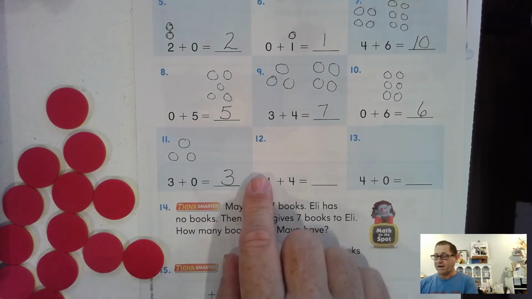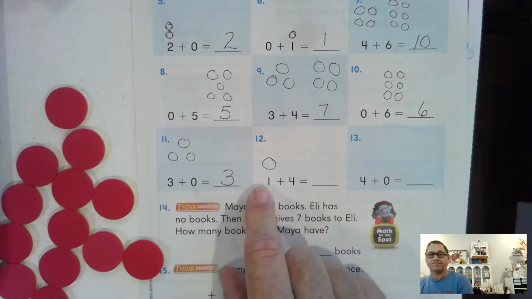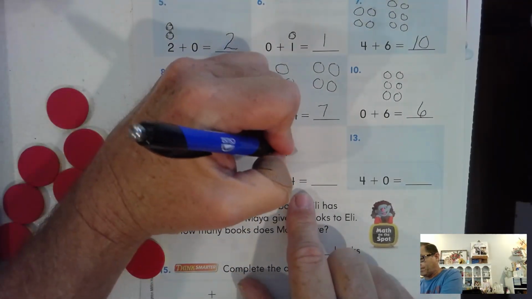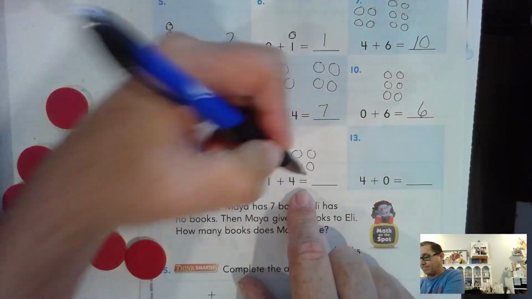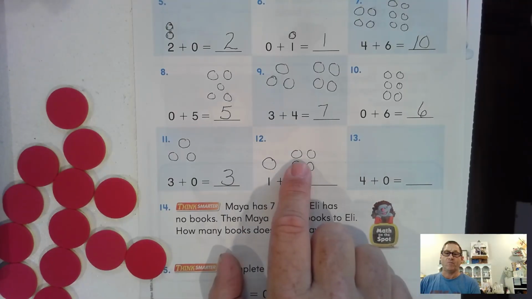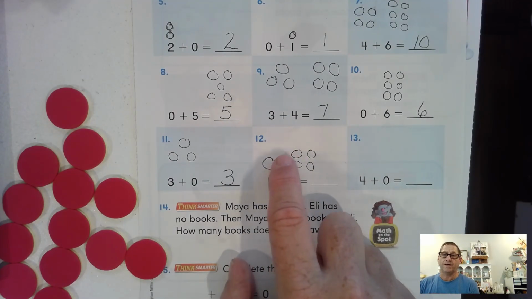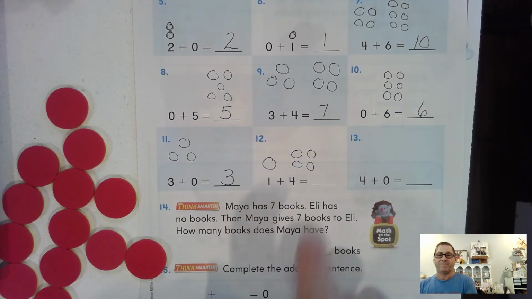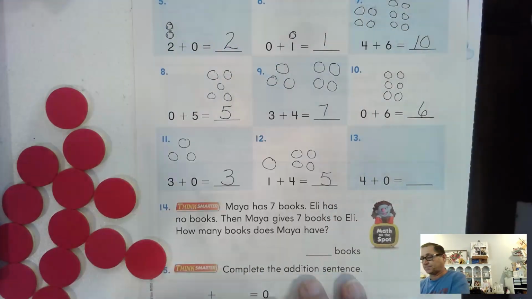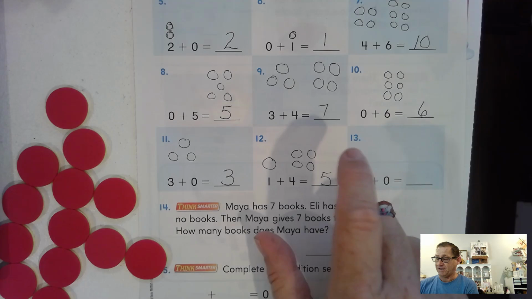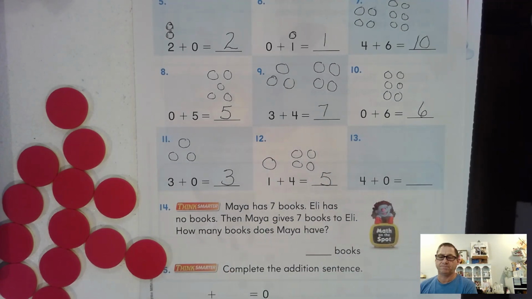Okay, this one, we have 1, and we're going to add 4 more. Okay, 1 and 4 more. 1, count on, 1, 2, 3, 4, 5. Some of you might have said, well, 4 and just 1 more, 4, 5. That would have been fine too.